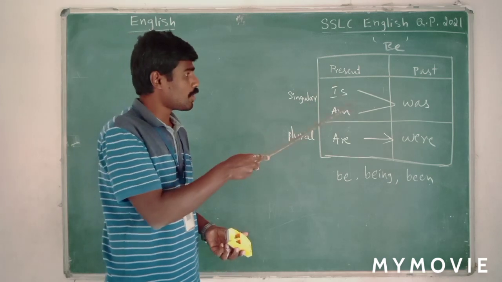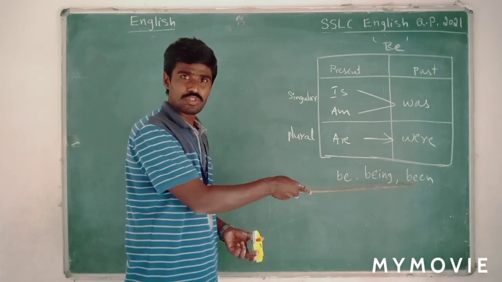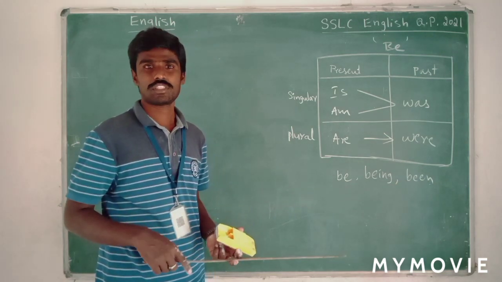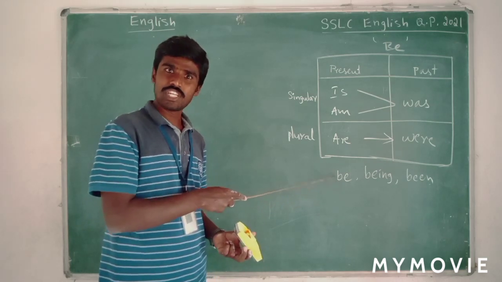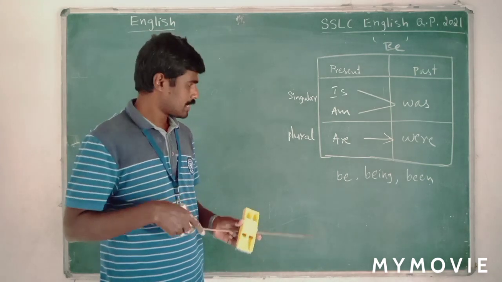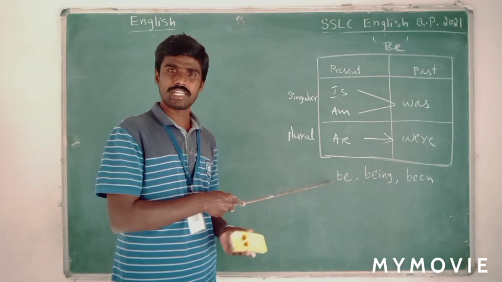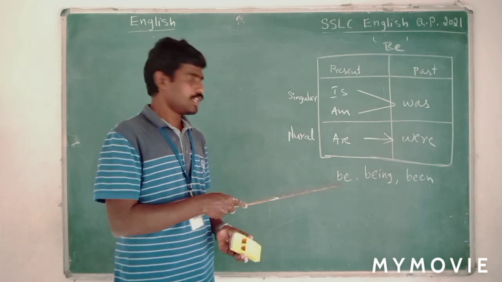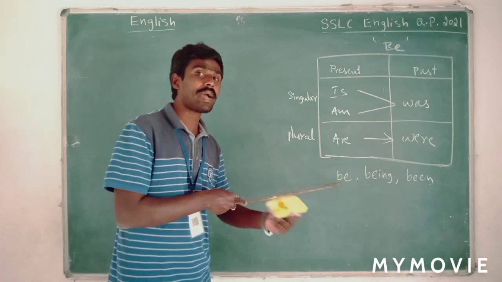With these be verbs, we also have some more verbs: be, being, and been. So these also are used in passive voice. For example, we use be while changing an active voice sentence into passive voice if the sentences have modal verbs. Modal verbs means will, would, can, could, shall, should. If the sentences have these modals, we use be.